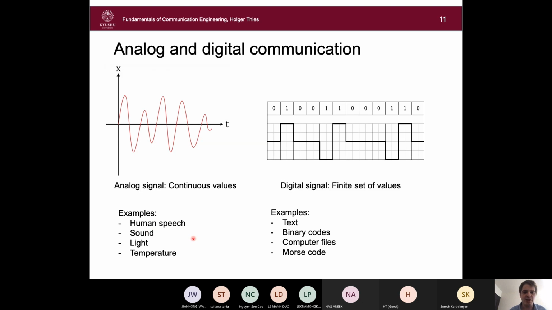Digital signals are, for example, text, which only takes values from a set of letters or from a set of words. It can be binary codes. Computer files are digital signals, and things like Morse code, which is also a finite encoding.